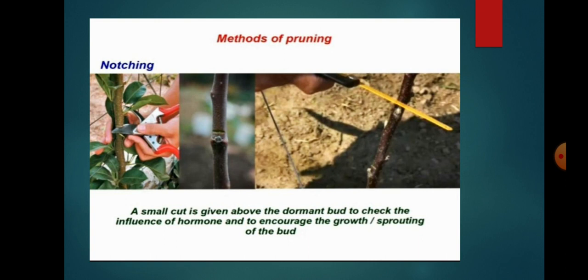The nutrients taken up from the roots will go directly to that bud. When we cut at the notch, nutrients cannot move to the upper bud. They will be stopped there only, so that bud will grow. This is notching.